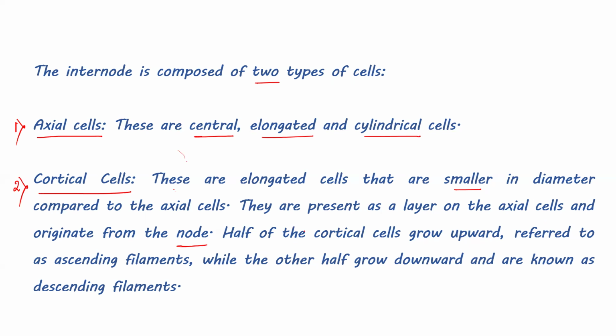Half of the cortical cells grow upward, referred to as ascending filaments, while the other half grow downward and are known as descending filaments. Okay, so you all know what is ascending, that which goes up, and descending is that which goes down. So the ascending filaments are filaments that are growing up and the descending ones are filaments that are going down.